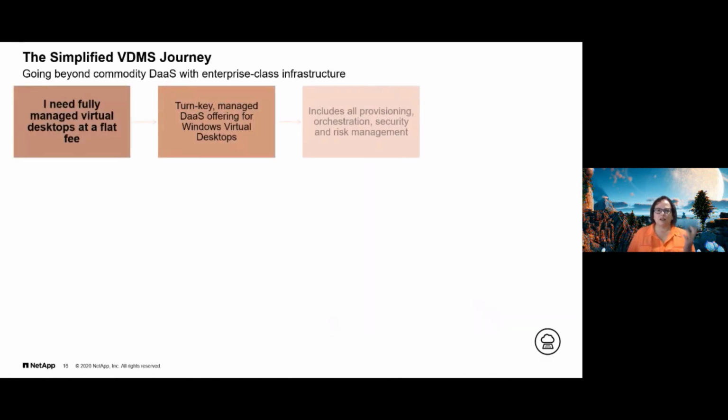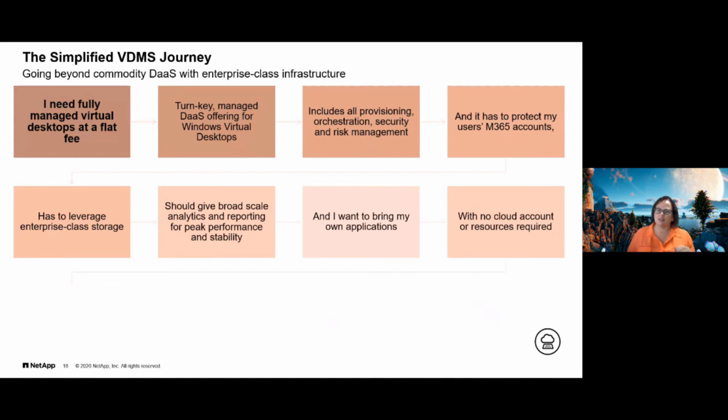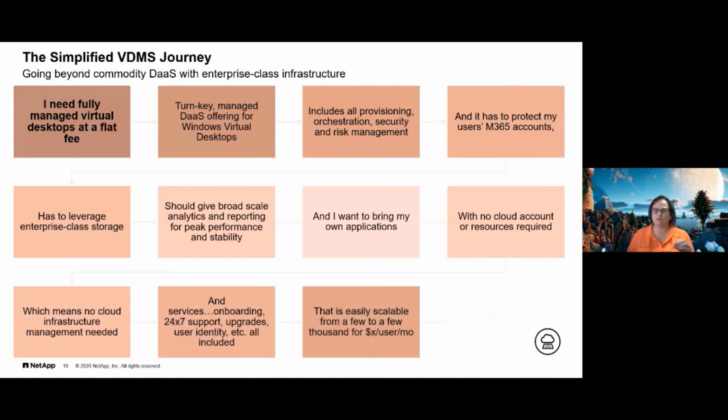So what does the journey look like? Okay, I need fully managed virtual desktops. VDS is unique because it delivers that at a flat rate. You don't have variable rates every month. If you need GPU machines, you have them. If you need straight VDI machines, you have them. If you need shared machines, you have them. We even have additional offerings for business servers. If you need a business server for some kind of database or something to that effect, or additional storage, you have that capability. It's turnkey. It includes all the provisioning and orchestration and security. And we take the risk.